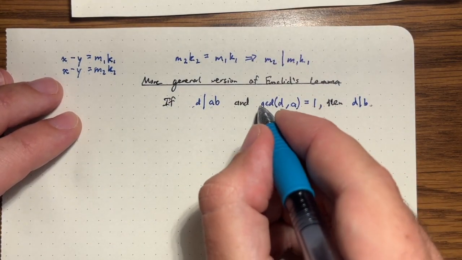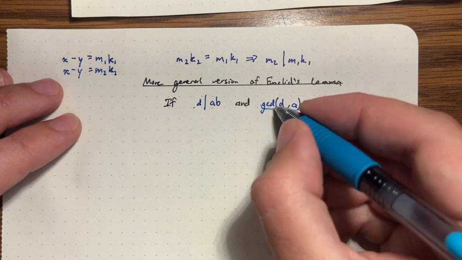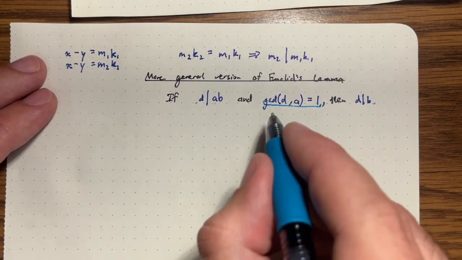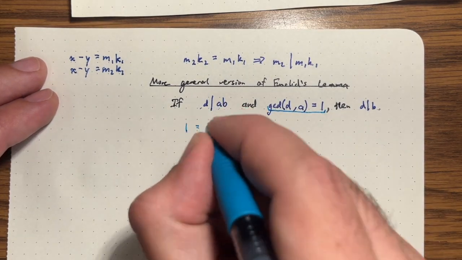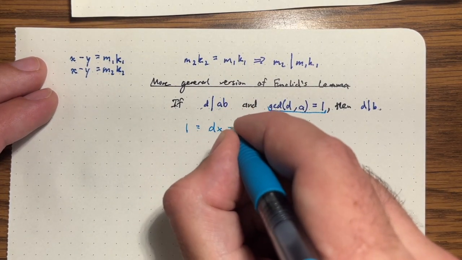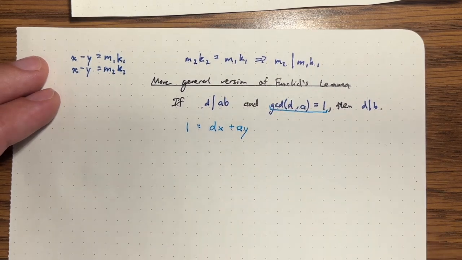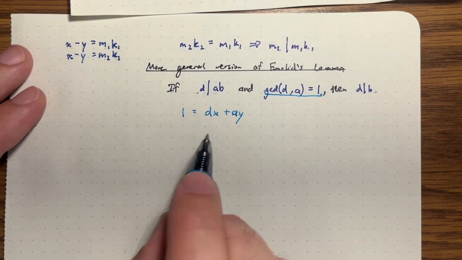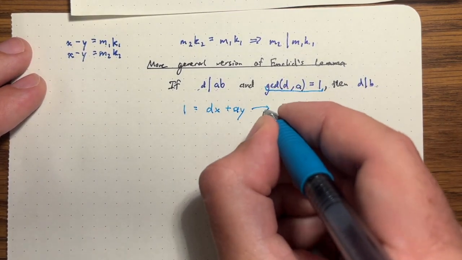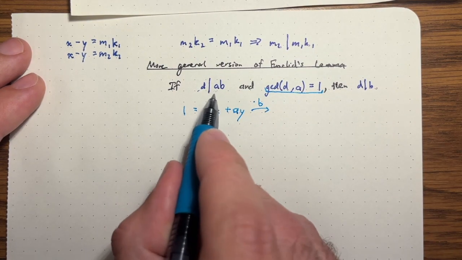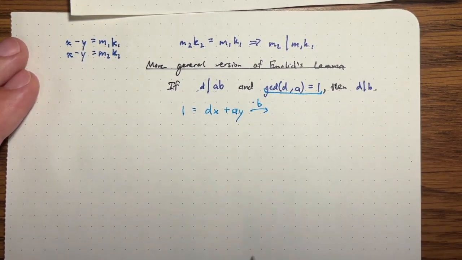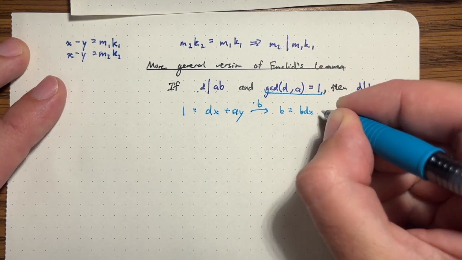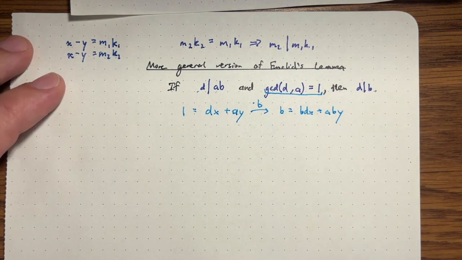Well, how did the proof of Euclid's lemma work? What we did was we took this statement and we used the Euclidean algorithm to write 1 as a linear combination of D and A, dx plus ay. And then there was a really neat idea to multiply this by b, because we want to get b and introduce b into this equation somehow. This gives us b equals b dx plus a by.